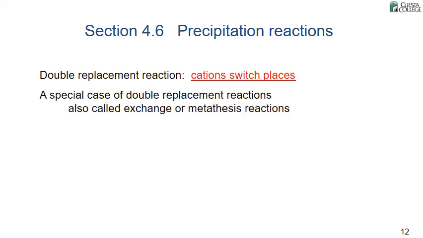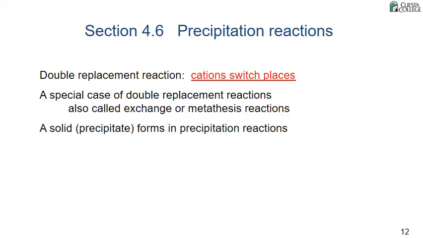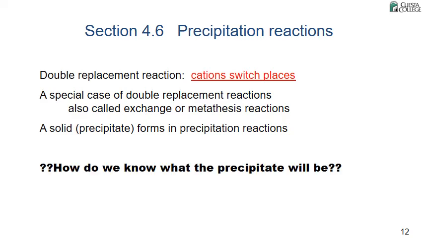A precipitation reaction is a special kind of double replacement reaction. They're also called exchange or metathesis reactions, so we can have 4 different names for one type of reaction. In precipitation reactions, the solid precipitate forms. And a question a lot of students have is, how do we know what the precipitate will be? Well, a chemist could be in the lab and mix a bunch of chemicals together and use some qualitative determinations to find out what the precipitates are.